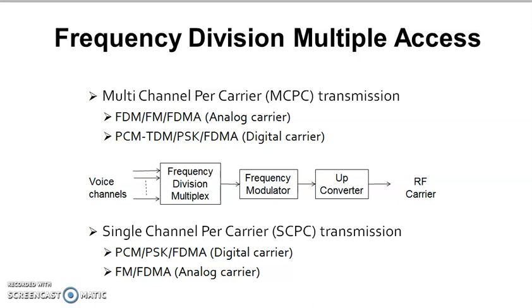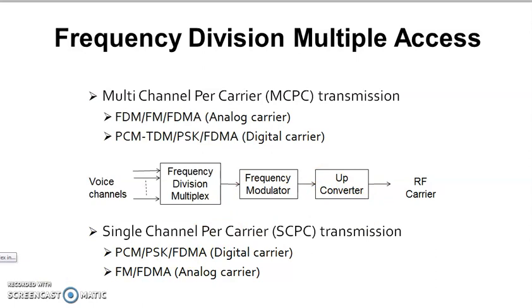Here is a simple example. We have voice channels, and we use frequency division multiplexing here. We can use a frequency modulator. For the satellite, we use an up converter, and then we transmit. We get the RF carrier there. But in the case of single channel per carrier, it is the same whether the information is analog or digital. We can go ahead with frequency division multiplexing.